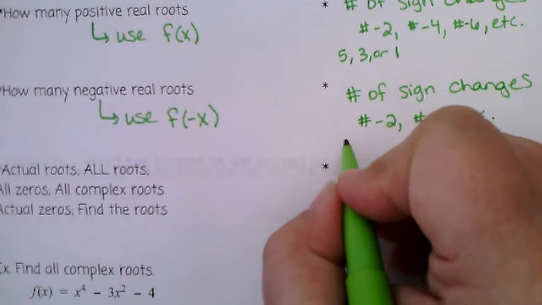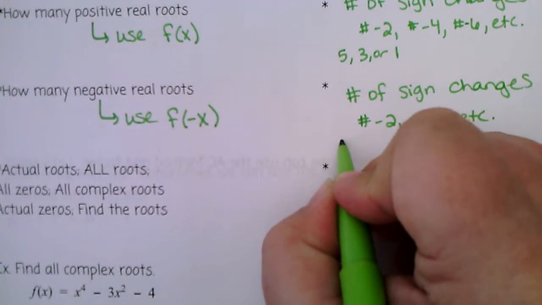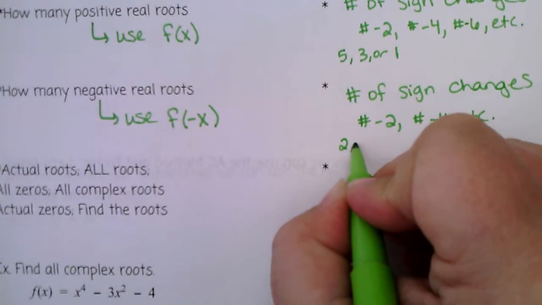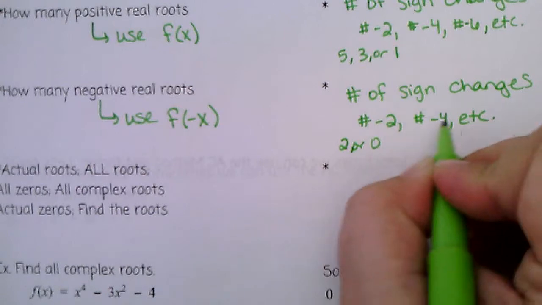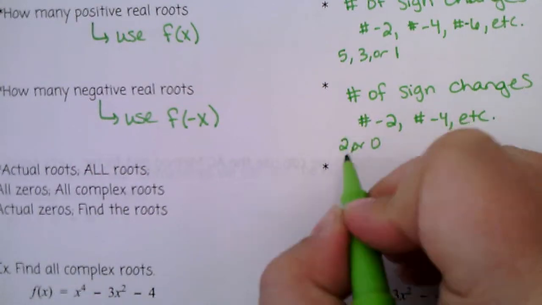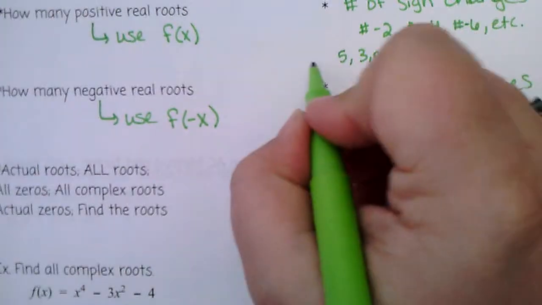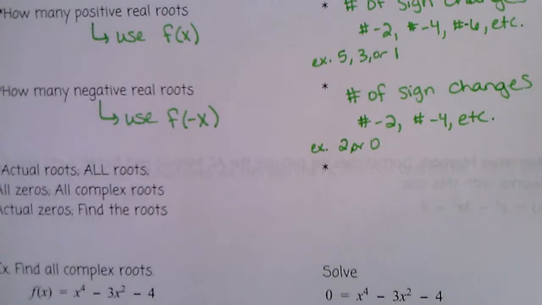So let's say, for example, this one we got 2. So we'd go 2, then we'd subtract 2 and get zero. And we wouldn't subtract 4 because that would give us a negative number. So we would be done. Okay, so that's an example of those types.